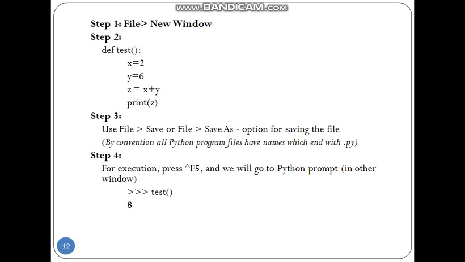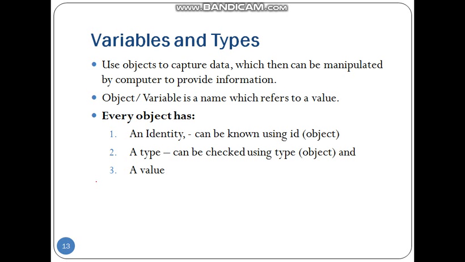Now, the steps for creation of a file are: file, new file, then write the code which we are giving, then save the file and then execute it. This is the statement we want to do. Then let's see the variables and the data types.